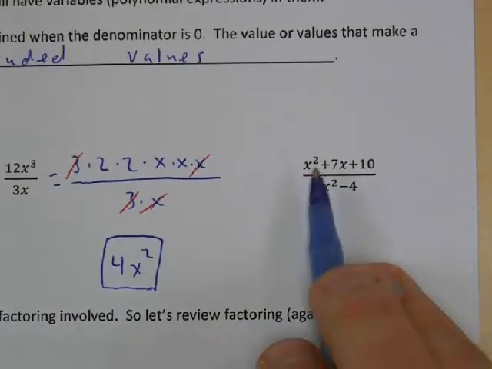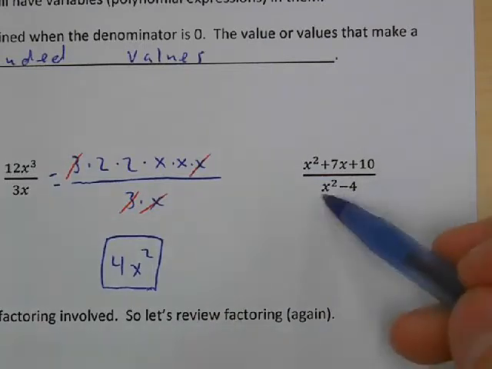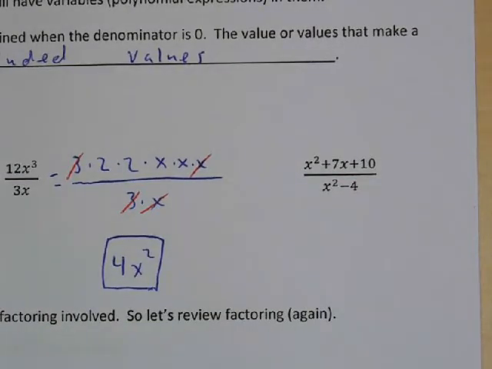Okay, now here, we got x squared plus 7x plus 10 over x squared minus 4. Well, let's see, they both have x squared. Can I just reduce those? No, because we're not multiplying those. Okay, and if that doesn't make sense, grab a piece of scratch paper real quick.